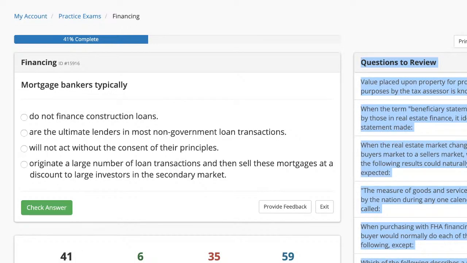Mortgage bankers typically, A, do not finance construction loans. B, are the ultimate lenders in most non-government loan transactions. Or C, will not act without the consent of the principal. Or D, originate a large number of loan transactions and then sell mortgages at a discount to large investors in the secondary market.